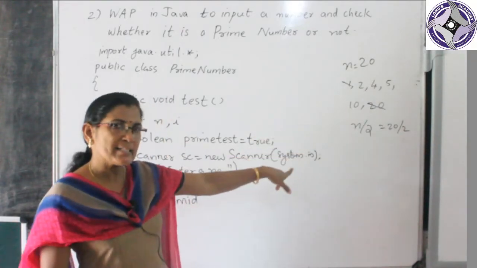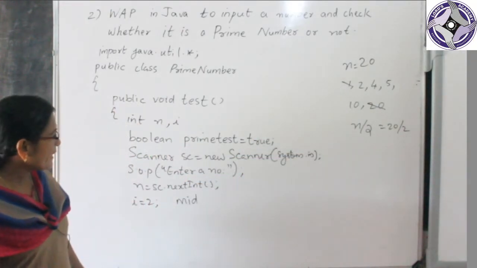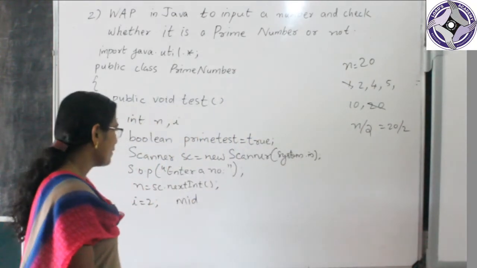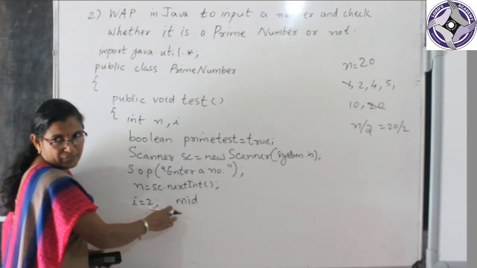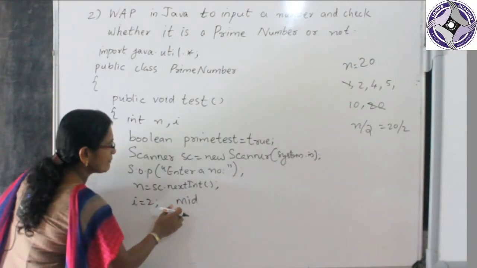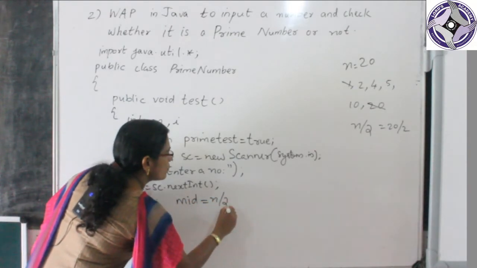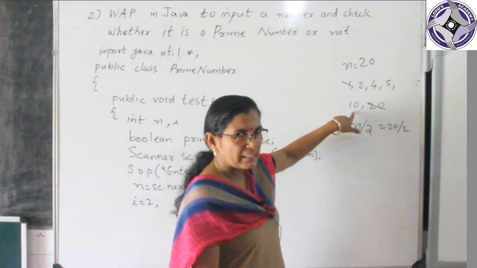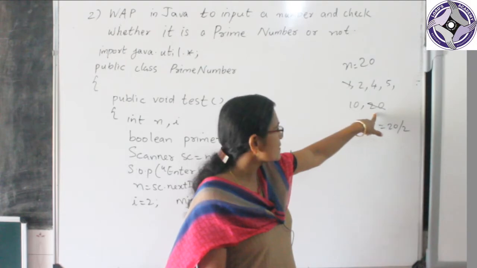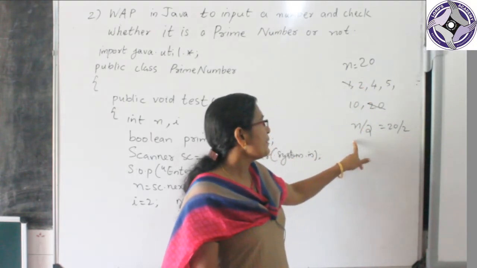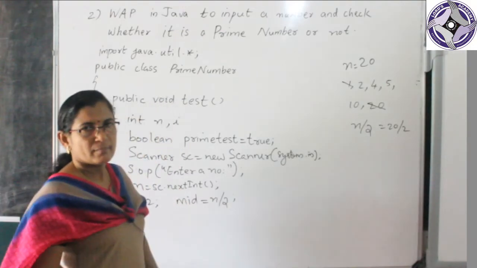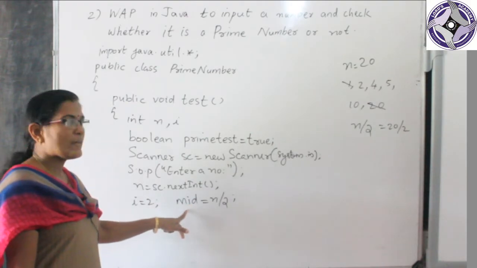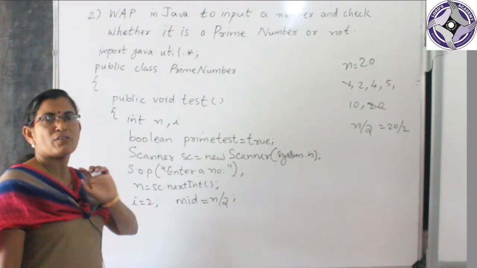So by considering that, we are going to take all the numbers from 2 to the half of the given number. For that purpose only, half of the given number is calculated. Mid equal to n by 2. The highest factor other than the given number will be number divided by 2. By considering that particular aspect, we will be taking the divisors from 2 to the half of the given number.